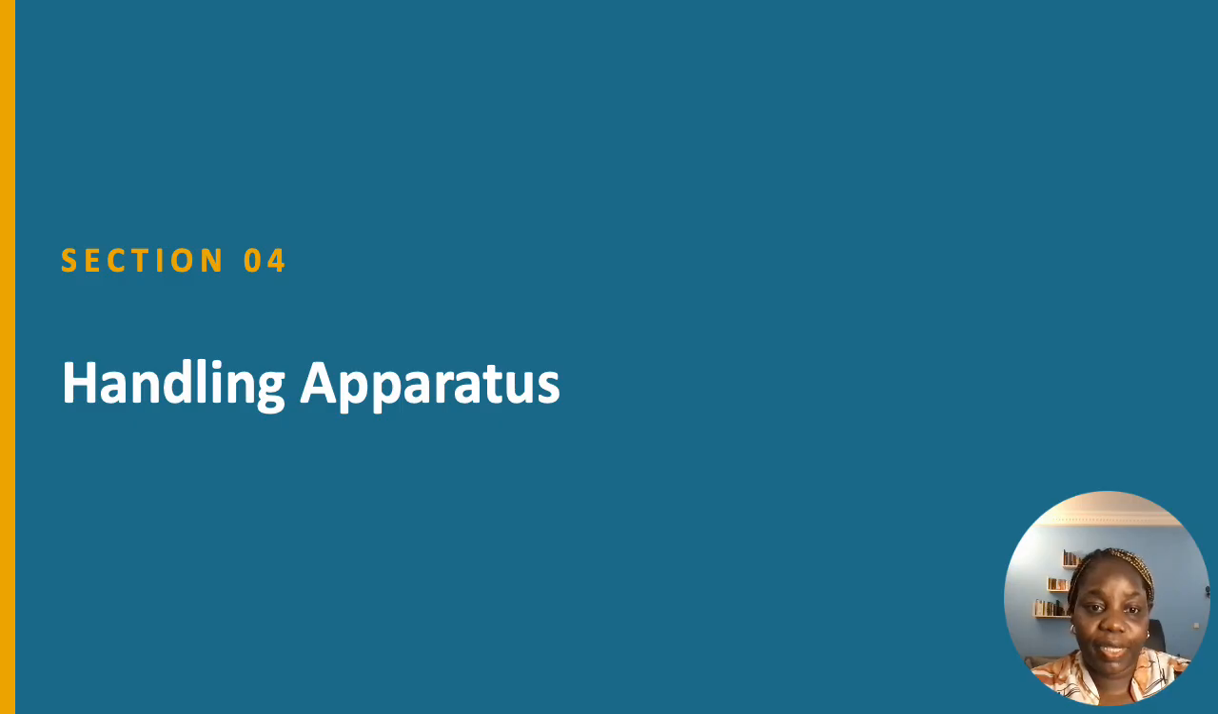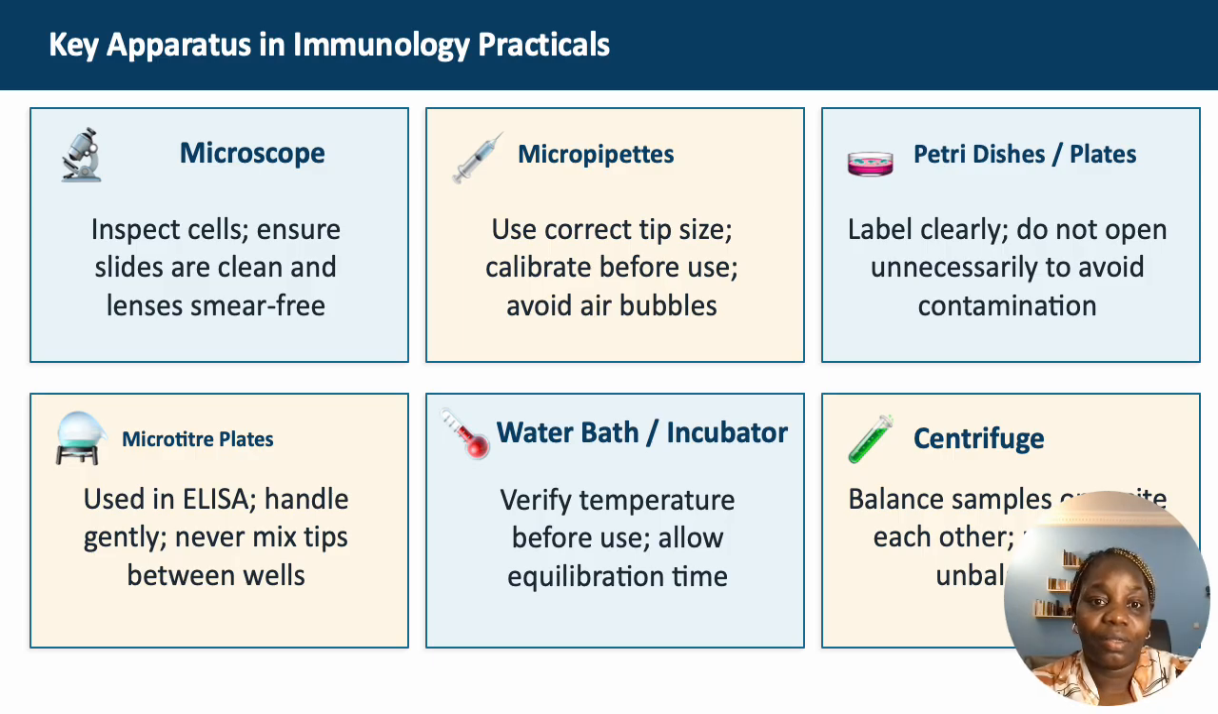And section 4 is handling apparatus, because biological science requires precise use of specialized equipment. So let us review key apparatus you will encounter in our immunology practicals in the future. Just a few of them. First, the microscope, to inspect cells: ensure slides are clean and the lens is smear free.